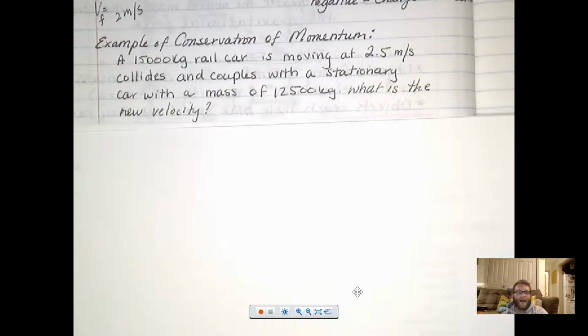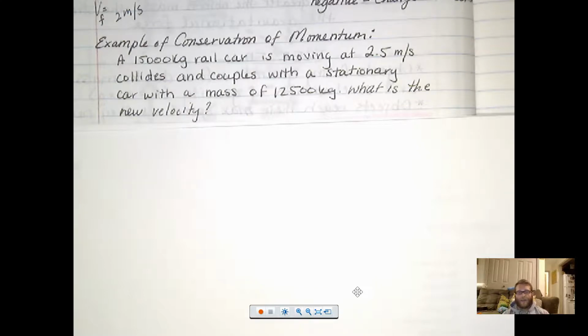That rail car collides and couples with a stationary car. By coupling, that means it latches onto a stationary car with a mass of 12,500 kilograms. And now it's asking what the new velocity of our object is. So what velocity will it have?